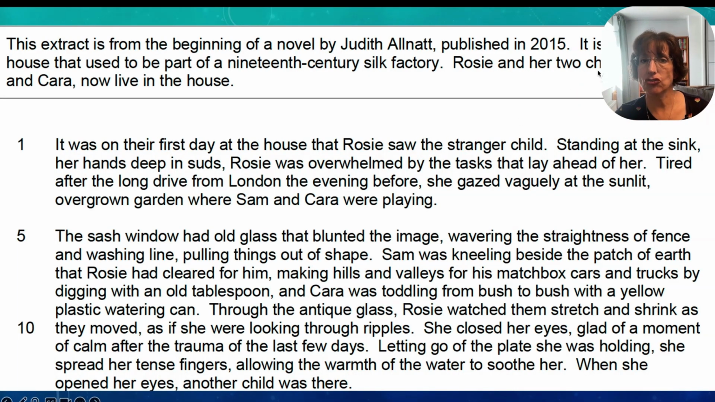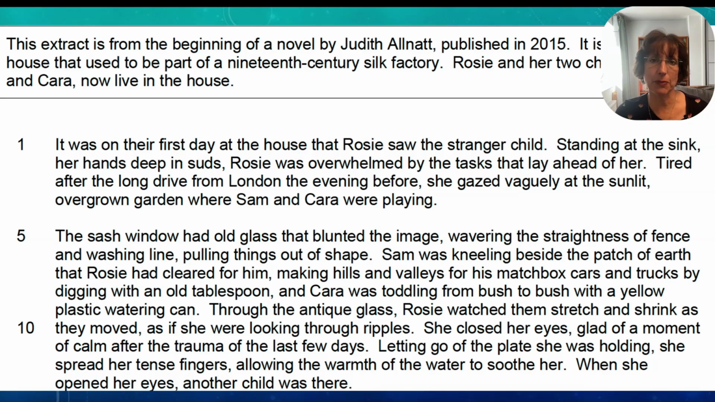So this is the extract. I will read it to you, but if you prefer to read it to yourself, turn the sound down and just speed things along. So again, it tells you that it's from the beginning of a novel by Judith Allnutt, published in 2015. It's set in a house that used to be part of a 19th century silk factory. Rosie and her two children, Sam and Cara, now live in the house. It was on their first day at the house that Rosie saw the stranger child.